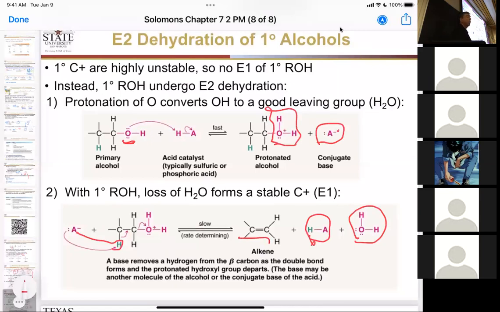So the first step is a fast step. Protonation is really fast, but it can't leave. It can't form that carbocation. So it has to wait around for this conjugate base to remove our proton on the beta carbon. So it's an E2 mechanism, kicking out our alkene and regenerating our acid. This is not exactly the same as what we were doing, but it generates the same product. It generates alkenes.